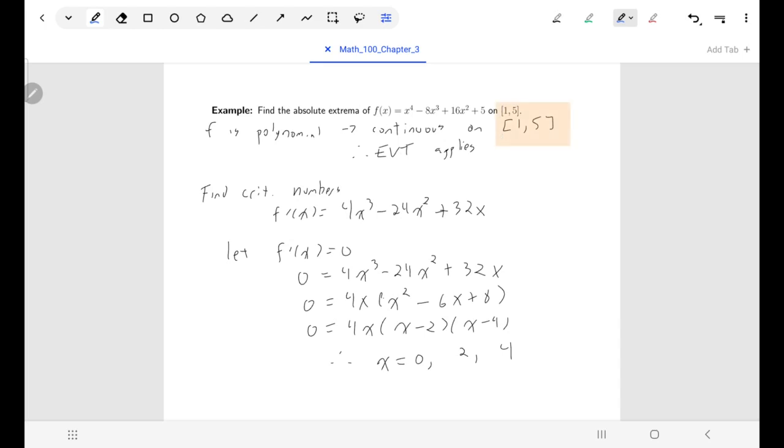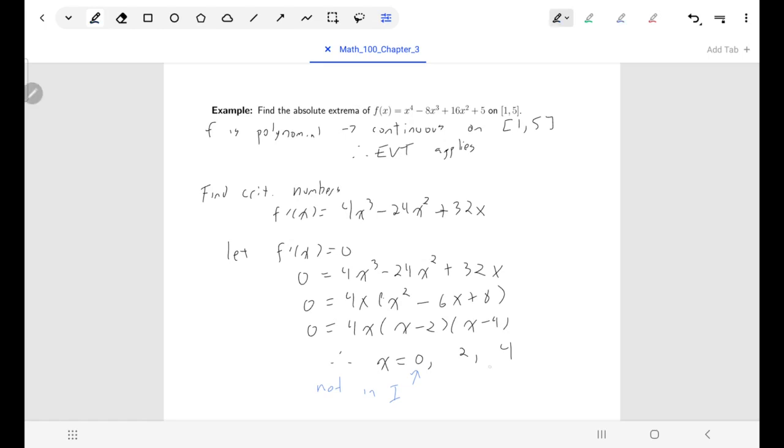Our interval is from 1 to 5. So 2 and 4 definitely are in the interval, but 0 is not in the interval. So we are going to ignore 0. It's not going to be one that we're going to care about. We're not going to find the y value for it because it's outside of the 1 to 5 that we're actually interested in.